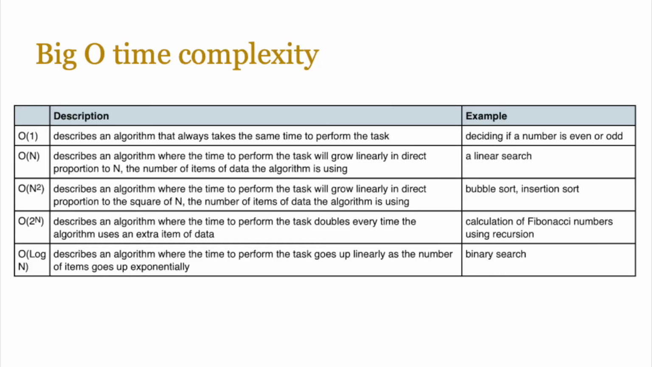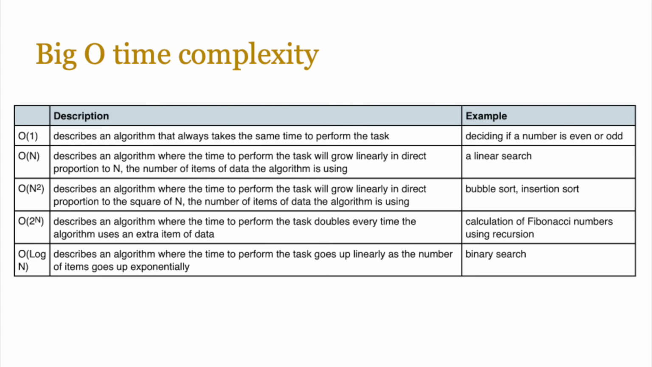Okay, now all of that was just to make you understand how big O notation is worked out. You don't really need to know that for the syllabus. What you do need to know is that big O impacts time and space complexity. What does that mean? Well, for a big O of 1, which describes an algorithm that always takes the same time to perform the task, an example would be deciding if a number is even or odd. The algorithm will easily work that one out.